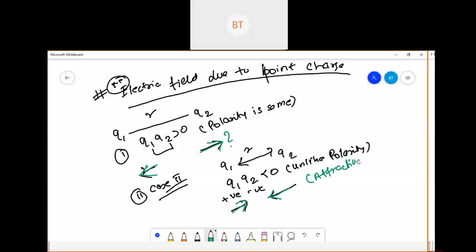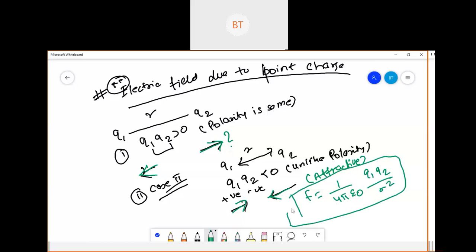Having said that, you should keep in mind the direction of the force. Based on this direction, we are going to define the electric field due to point charge. If you want to calculate the magnitude, how we calculated it was 1 by 4 pi epsilon naught times Q1 Q2 by r square. This we have already discussed in Coulomb's law, and we derived Coulomb's law. We have also solved some problems based on that. So I think this is clear to you.